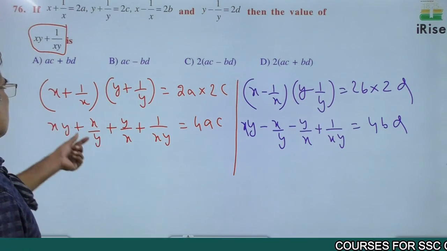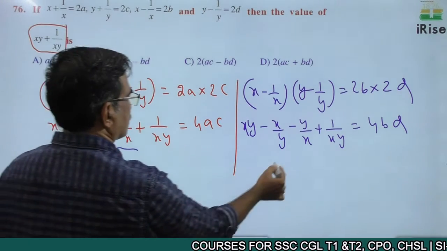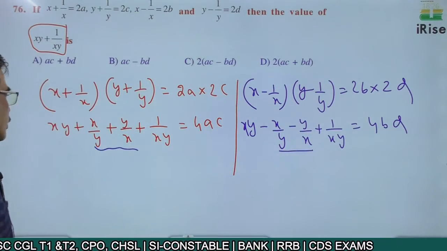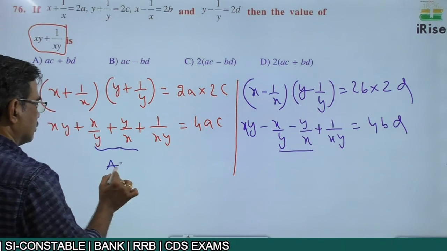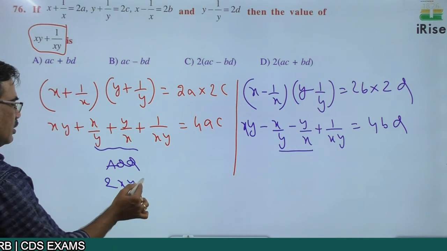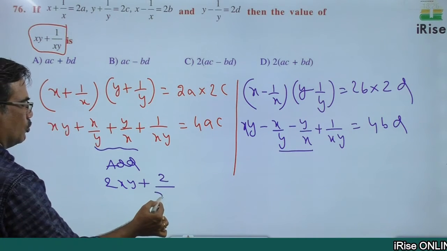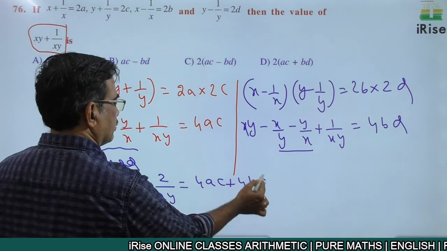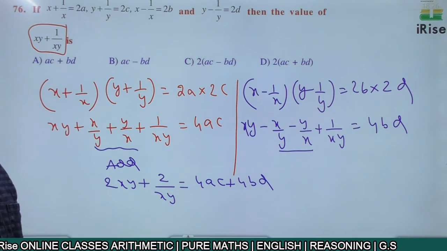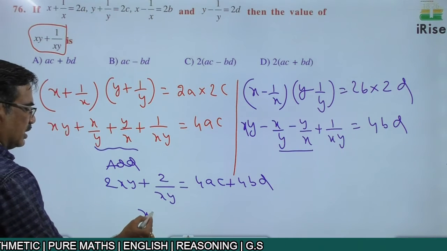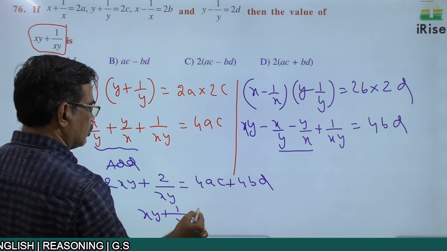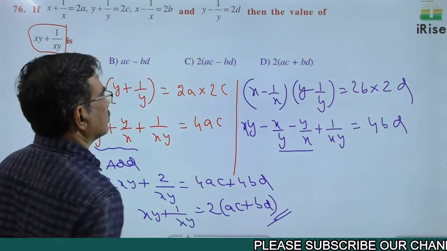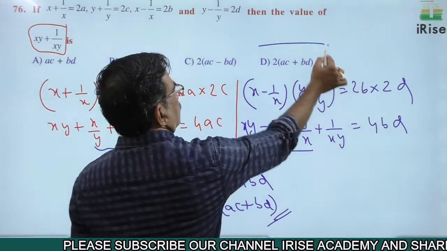To get the answer, these two must be cancelled. Here if you add these two, this one and this one get cancelled. So adding, we get 2xy plus 2 by xy is equal to 4ac plus 4bd. So cancel 2: xy plus 1 by xy is equal to 2 times (ac plus bd). This is the answer, 2 times (ac plus bd).